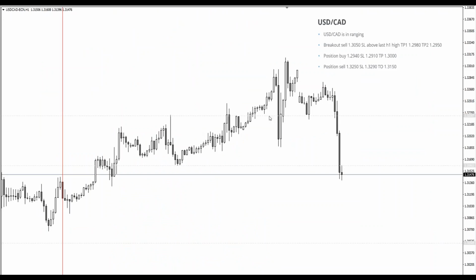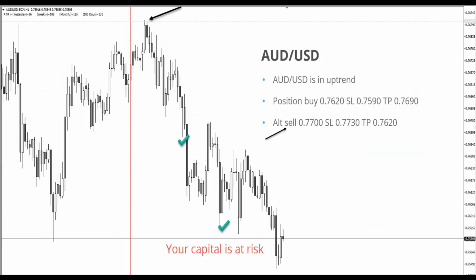Then Australian dollar. It was in an uptrend, but guys, I told you to sell around 77.00. After our webinar, you can clearly see it went to 76.90, a little bit higher, 76.95. That was in accordance with our sell. So this was the trade of the week.